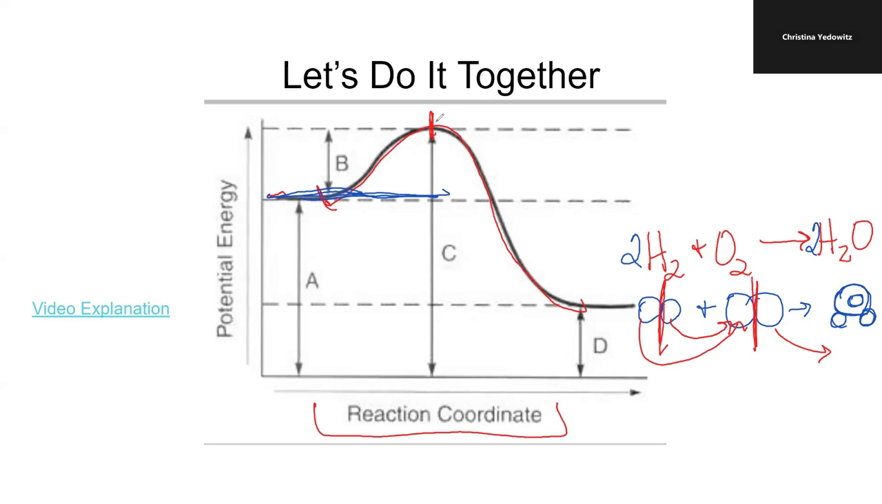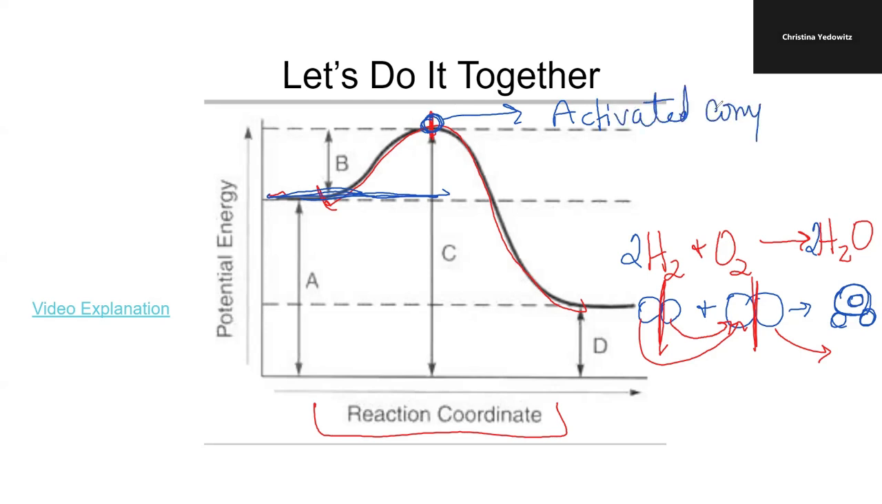Okay, and then up here is where the magic happens. Where the magic happens is that breaking of bonds and forming a new substance. You're still working with the same elements, but you're making them do a new trick. So this up here, where the magic happens, this is what's known as the activated complex.